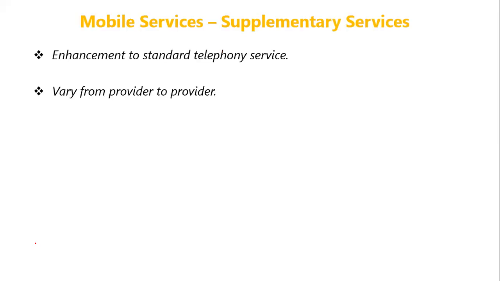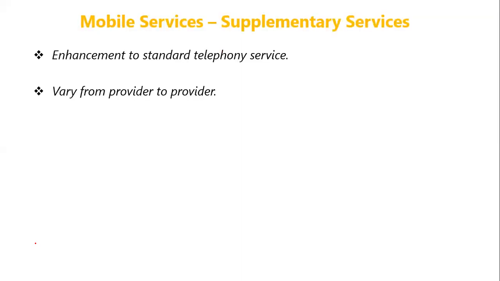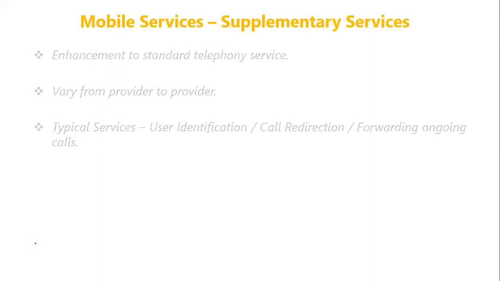Some of these services are user identification, call redirection, and forwarding an ongoing call. All these are a few examples of supplementary services. Basically, this may be available to closed user groups, or multi-party communication may also be involved. So these are the various services that were offered by GSM.